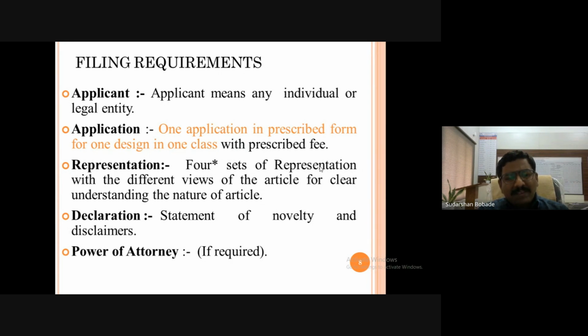Next one, declaration, the statement of novelty and disclaimers. This is a very important part, rather this is the heart of the application, and because of that we have to take care of which things we are claiming as the design patent rights. That is the important parameter. As always, there is another way. If we are unable to draft this design patent on our own, we can go for help, and that help will be available from the attorney. If power of attorney is there, then they will take care of submission of your application.